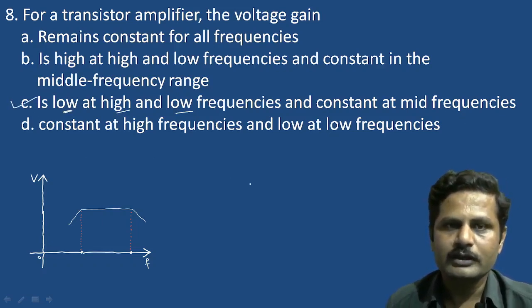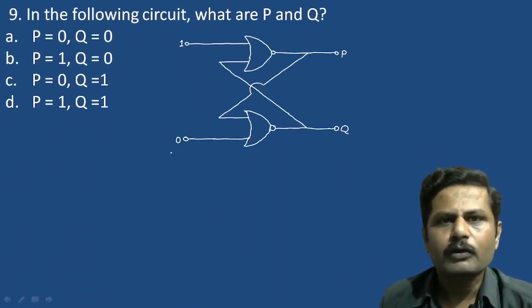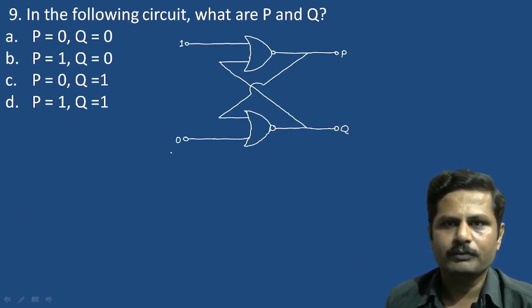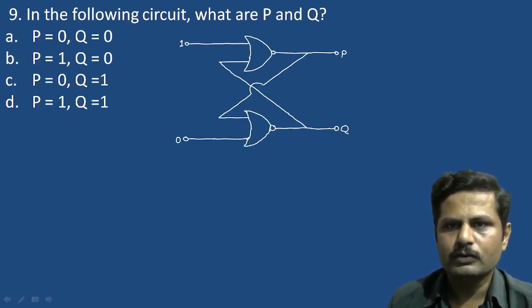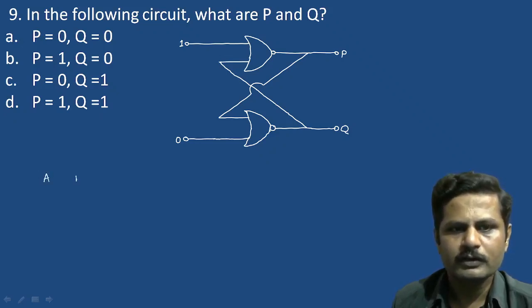Okay, let's move to the ninth question. Here in the following circuit, what are P and Q? See, in the circuit we can see two NOR gates. So first let me draw the truth table for the NOR gate. The truth table has inputs A and B, that is 00, 01, 10, 11, and the output will be A plus B bar. The output of the NOR gate will be 1, 0, 0, 0.